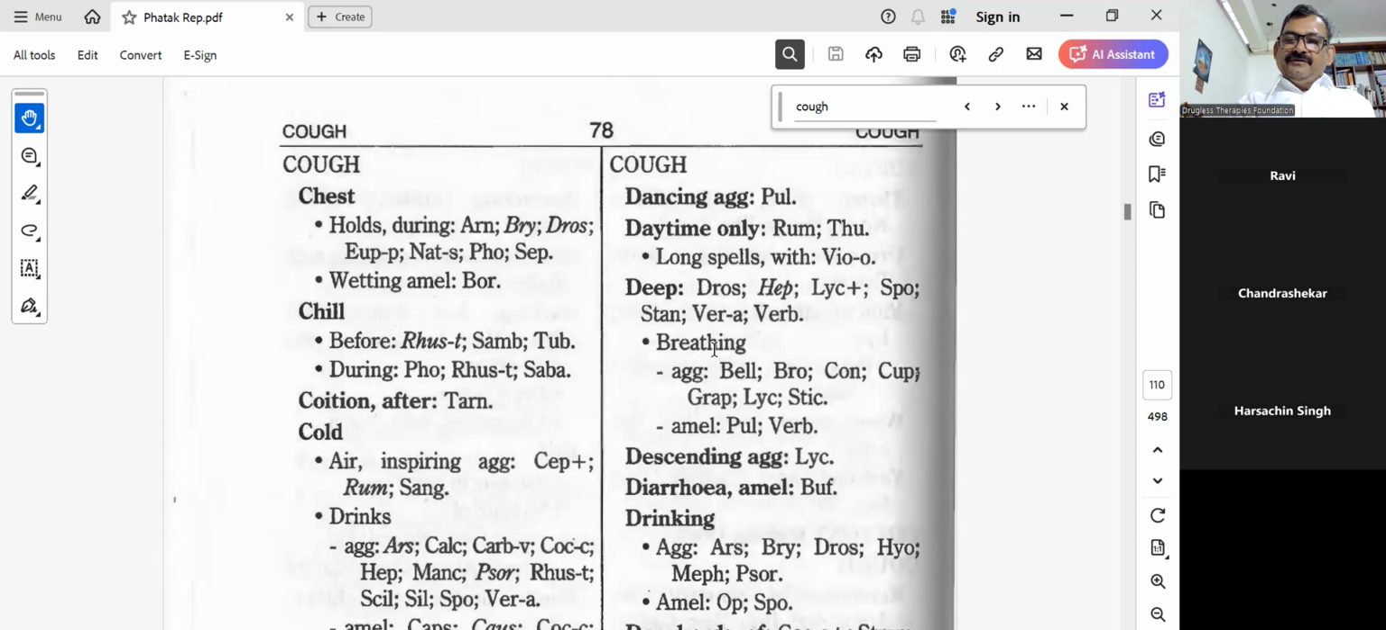And deep cough. They cough very deep, so you can think about this remedy. Breathing aggravation and breathing amelioration. They breathe very slowly. They say if I breathe deeply, then I get the cough more, so they try to control their breathing. It will happen in such cases because it has created a similar situation. For that reason only they have mentioned it here.